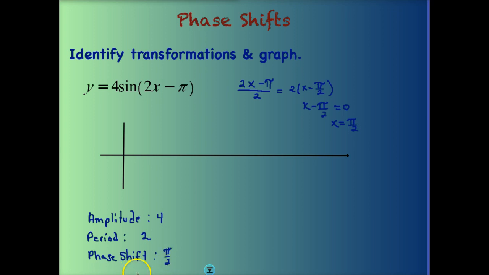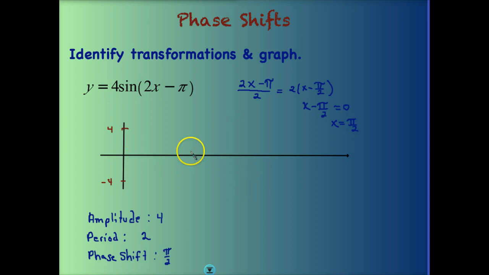How do we go about graphing this? The first thing is to plot our amplitude. Since our midline is still 0, we can plot a height of 4 here and of -4 here, as this will continue to be our midline. We don't have any vertical transformations. Now what about this period? This period means that we will complete 2 full cycles in 2 pi.